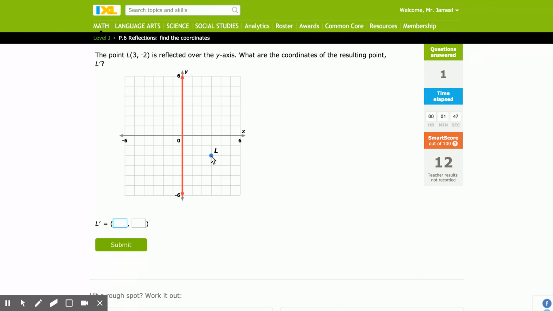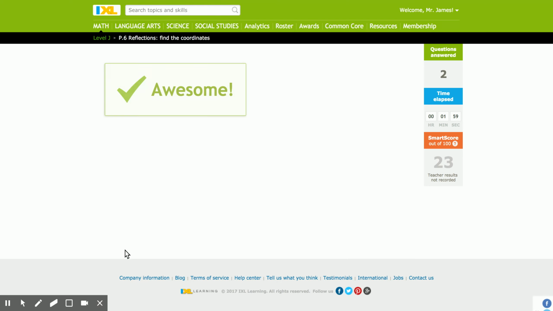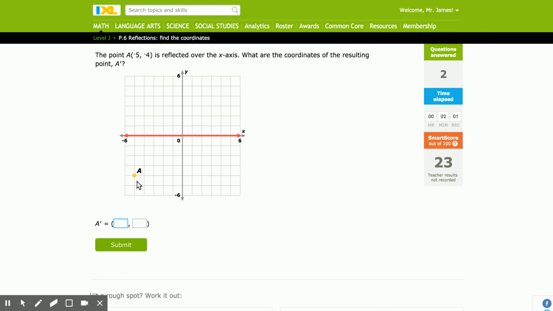Here we're moving point L, we're flipping it across over here. So we're at -3, -2. Point A is going to move from 4 spots below the x-axis to 4 spots above. We still have to pay attention to the x-coordinate though. So -5, +4.